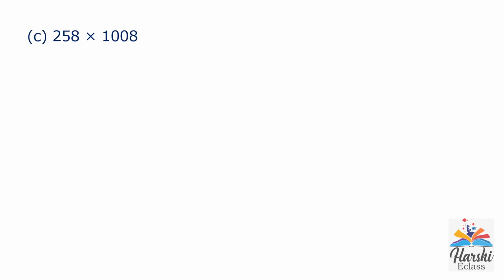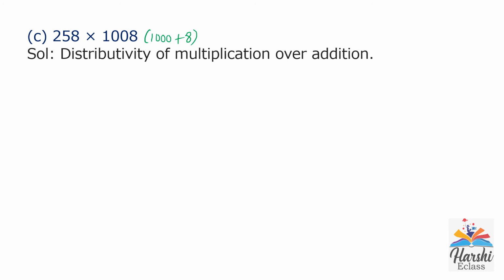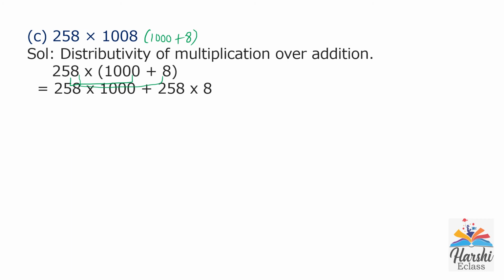C1. 258 multiplied by 1008. We can write this 1008 as 1000 plus 8. Again we are using the same property, that is distributivity of multiplication over addition. First multiply this 258 with 1000 plus 258 multiplied by 8. Multiplication with 1000: write the given number as it is and add 3 zeros. It is 2,58,000. Now multiplication with 8.